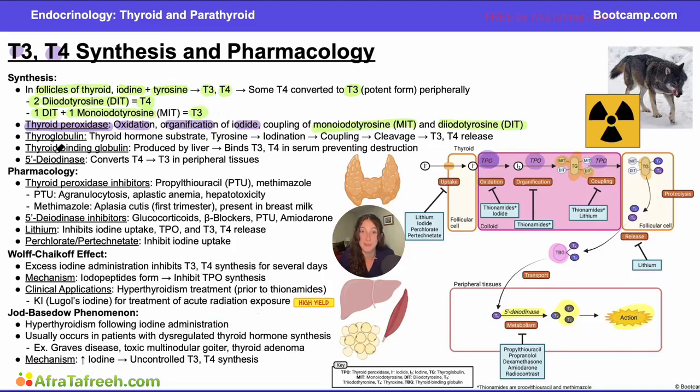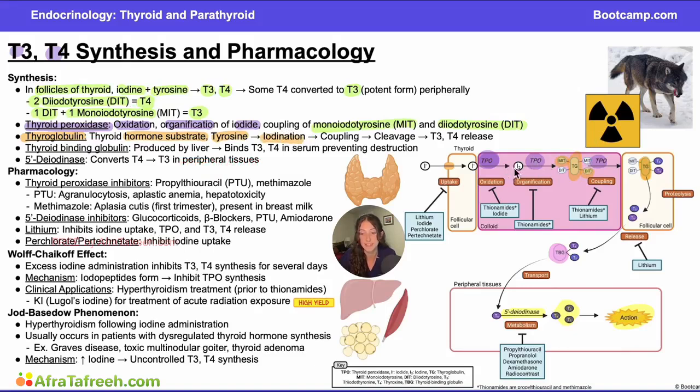The coupling of the monoiodotyrosine and diiodotyrosines usually occurs while these are attached to thyroglobulin. Remember, thyroglobulin was right over here. It's that very important thyroid hormone substrate, and it's going to be very important because it contains all of these tyrosines, and these tyrosines are what is going to get iodinated by thyroid peroxidase.